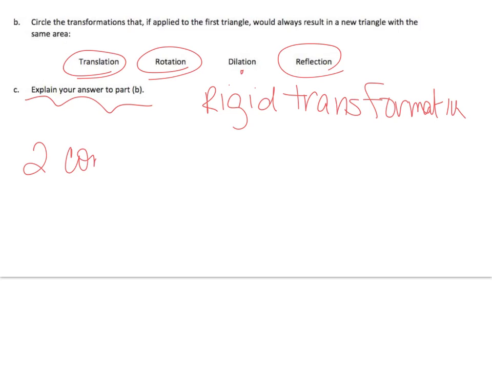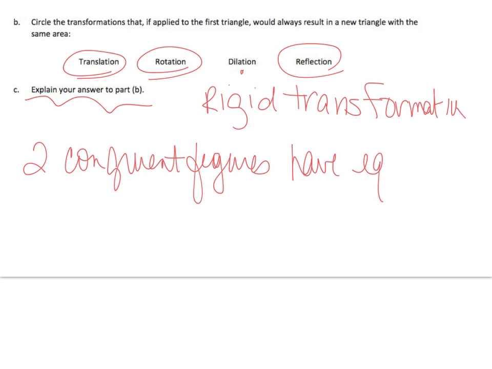Two congruent figures, because they're rigid transformations. Two congruent figures have the same area. If two figures are congruent, it means that there exists a transformation that maps one figure onto the other completely. So it makes sense they have equal area because they're covering the exact same region.